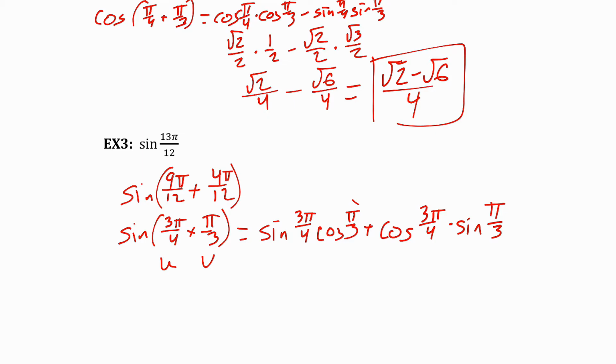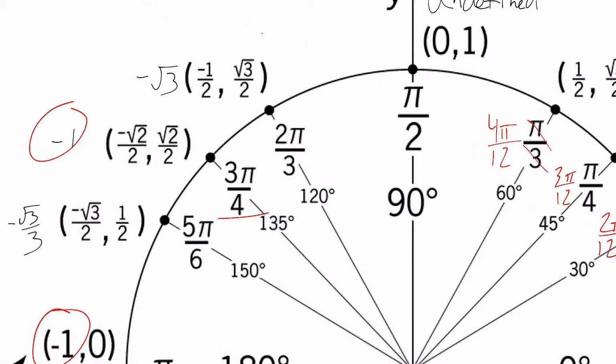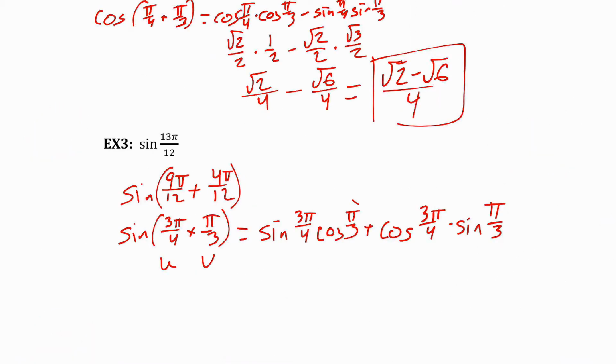The sine of 3 pi over 4, go into the unit circle. The sine is the y value at 3 pi over 4, so it's root 2 over 2. So I have root 2 over 2. The cosine of pi over 3 is 1/2. The cosine of 3 pi over 4 is negative root 2 over 2. And the sine of pi over 3 is square root of 3 over 2.